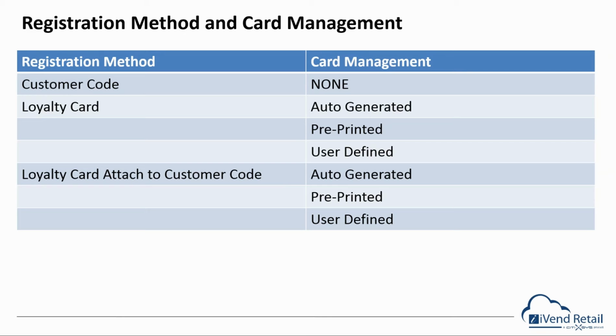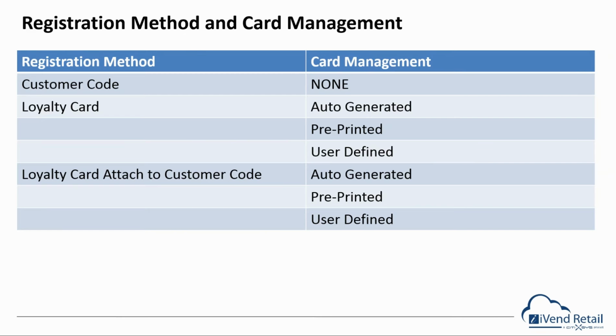Finally, we also have the loyalty card attached to a customer code, and this means that you can have a separate loyalty card code to your actual customer code, and it does allow a degree of greater flexibility. This is particularly helpful when your customer codes might be quite short, or they might not look particularly nice. So this gives us options on how exactly we want to display and use it.